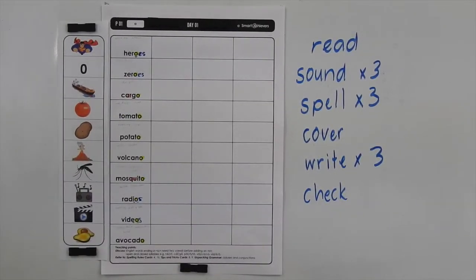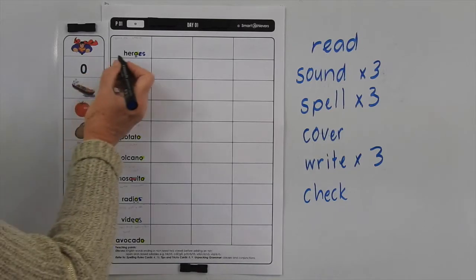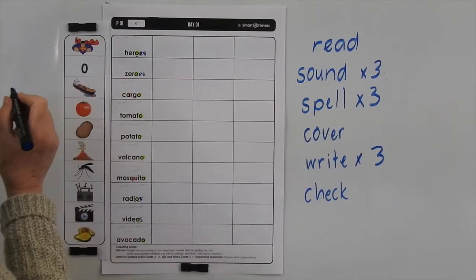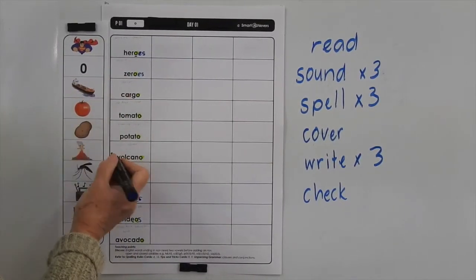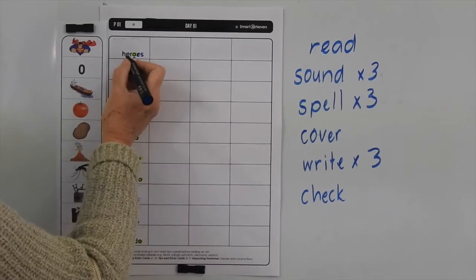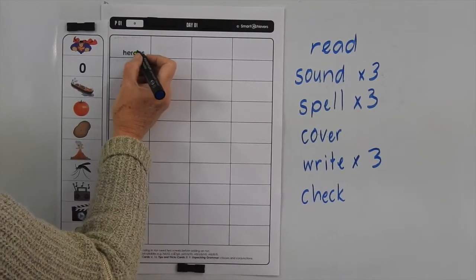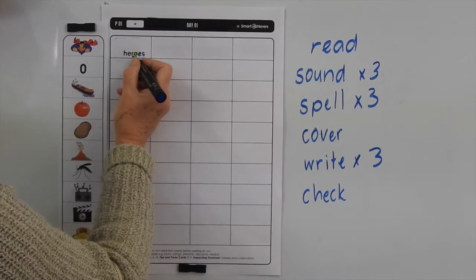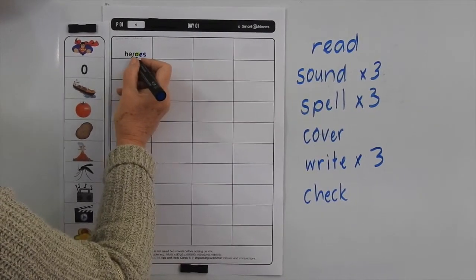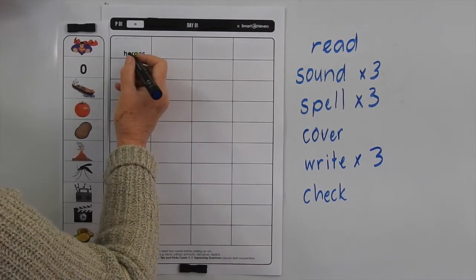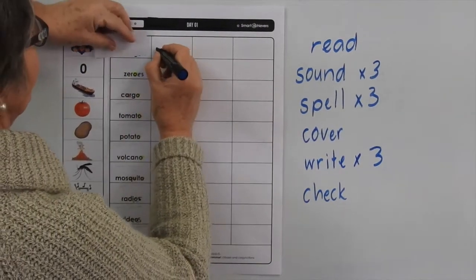Let's go through and read the words, sound the words and spell them, and write them 3 times. So we're going to practice our running writing here again. So we've got heroes. We'll have to break these into syllables because they are multisyllabic words. So we've got heroes, H-E-R-O, H-E-R-O.